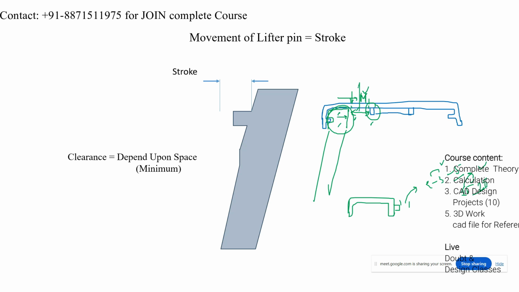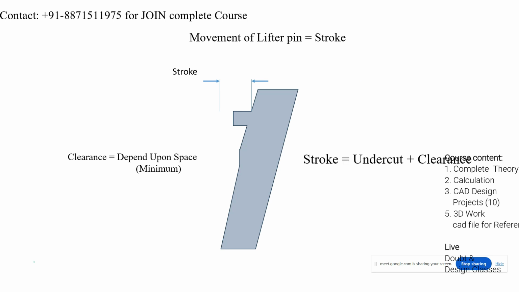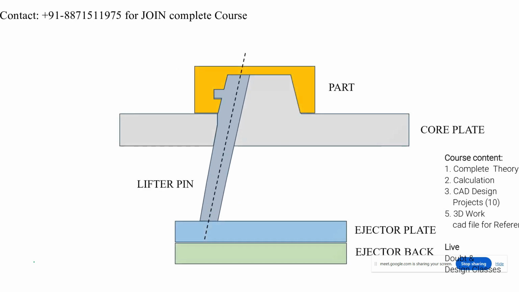But in the lifter we have a limitation. See here, the stroke is nothing but undercut plus clearance. Understood? Now I am inserting the lifter into the mold. I am just showing a few components of the mold. What is this? This is the core plate. What is this? This is the ejector grid. The ejector grid is the combination of the ejector plate and the ejector back plate, right?